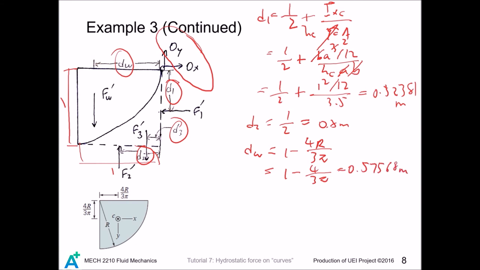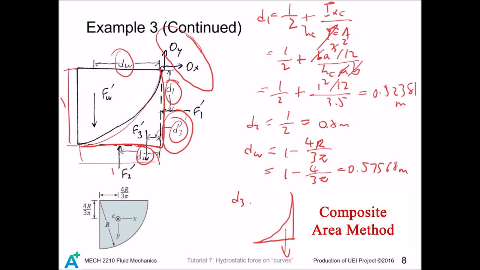but why do I say this question is hard? It is because it is hard to find D3. So how to find D3? D3 is the horizontal distance between the CG of the water and the pivot. So that is the centroid of this area. But in the book, there is no formula for such a strange area. So how can we find the centroid of this area? The answer is by the composite area method.